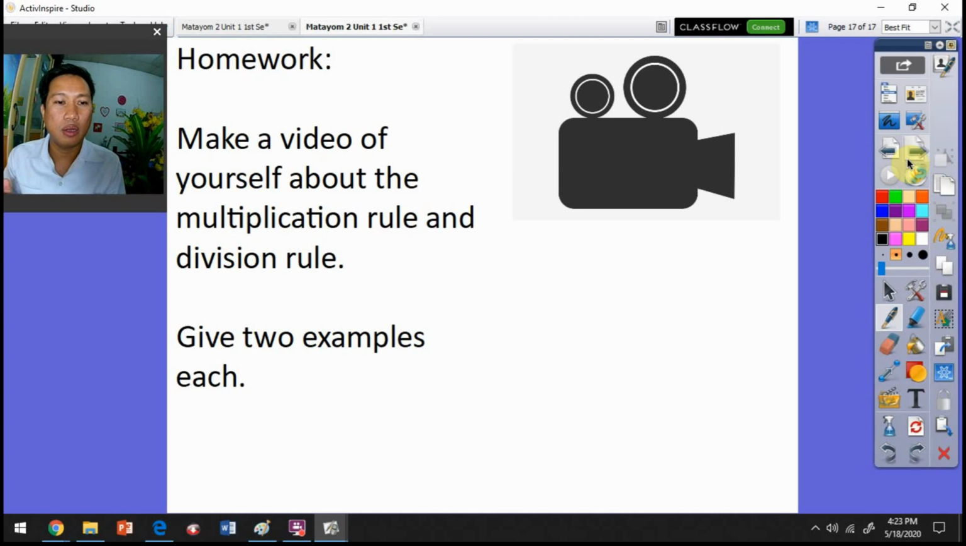That way I know that you understand well why we need to add when we multiply exponential expressions with the same base, or subtract if we divide exponential expressions with the same base. Once you're done with your video, send it to our Google Classroom. I'm going to check your work, and make sure you enjoy making the video.